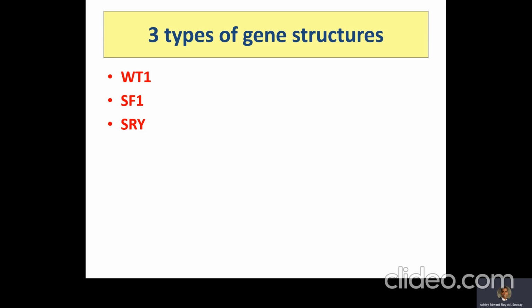Now, WT1, I would say, is the normal gene. There are so many genes. If the numbers are right, there are about 30,000 genes in humans, and the majority of them will have this kind of structure. Whereas a very handful of them will have the SF1 profile, and very few will have the SRY type of gene structure. So I'm just going to show you an example of this variance in gene structure, using the central dogma as a model.